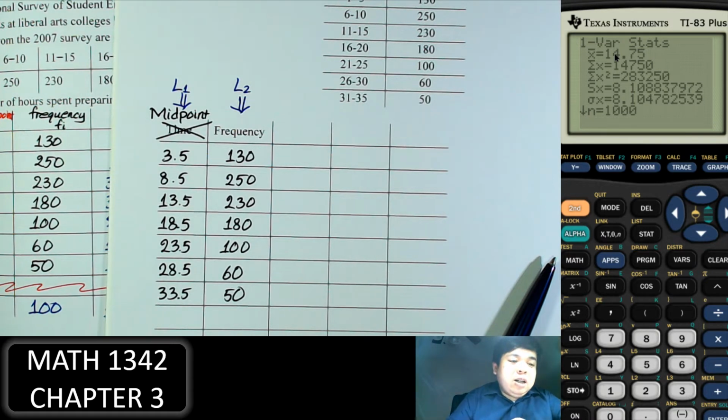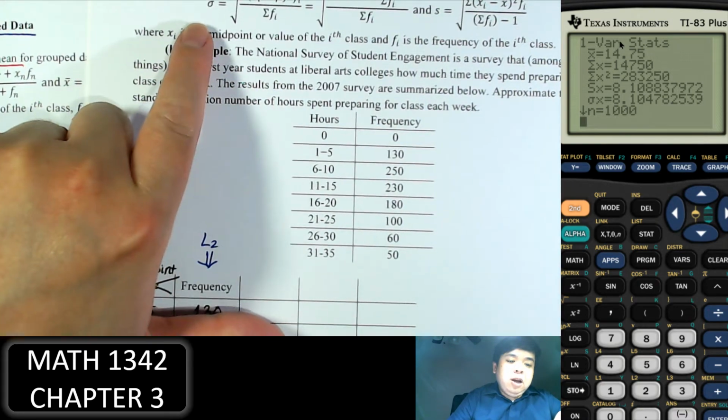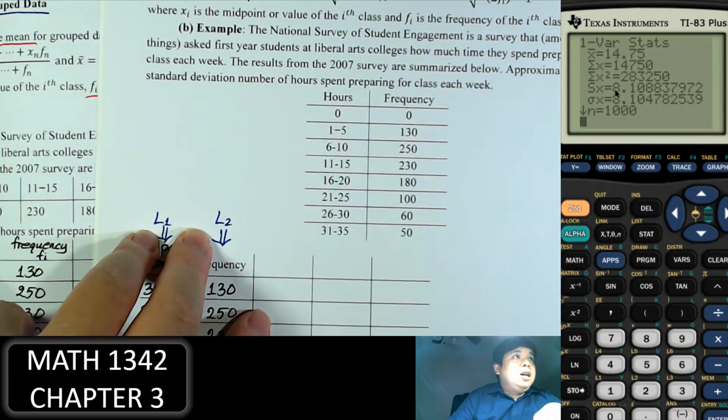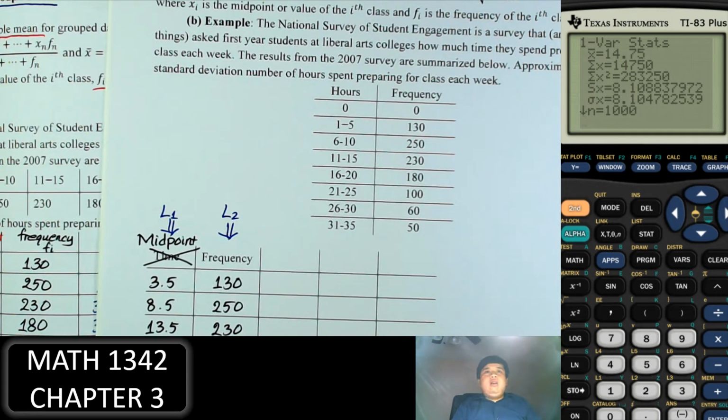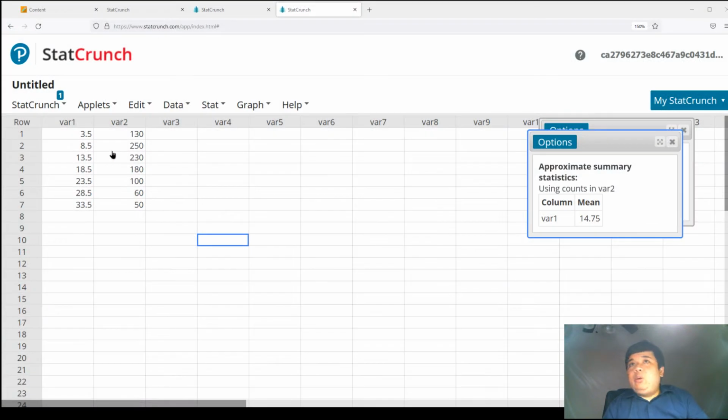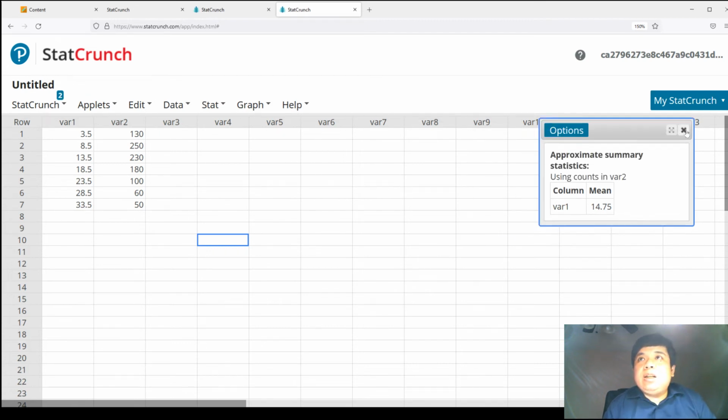It depends on if we want the sample standard deviation or the population standard deviation. So if we use this, S is the sample, and sigma is the population standard deviation. Both of them are about 8.1. Right, now how do we use StatCrunch? Right, luckily we still have the data here. Right, so let's close this.